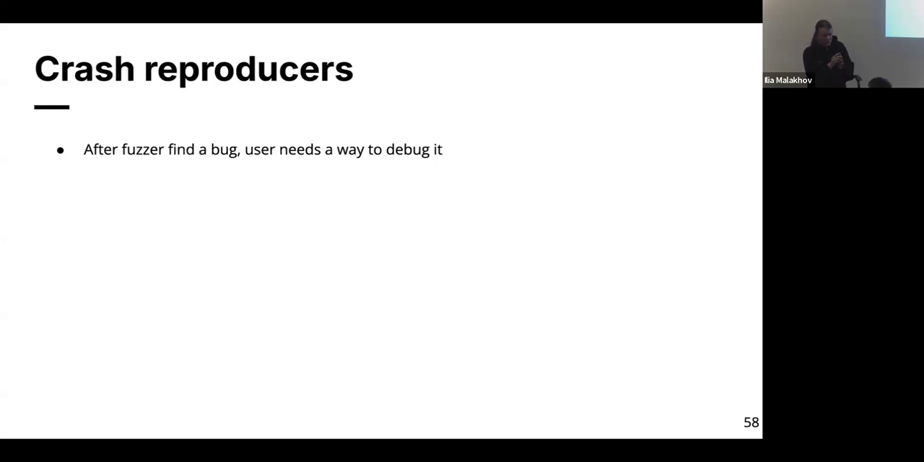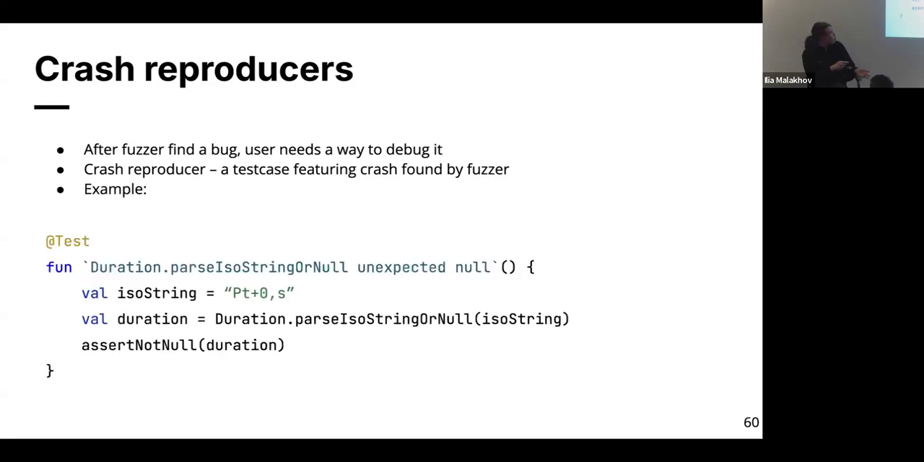Another thing is crash reproduction. After the fuzzer successfully finds a bug, the user then needs a way to debug this bug: to open it in the IDE, set a breakpoint, and go into it. So the crash reproducer is basically a test case which reproduces this crash behavior. For example, this is the crash reproduction for the bug in the next demo I will talk about later.